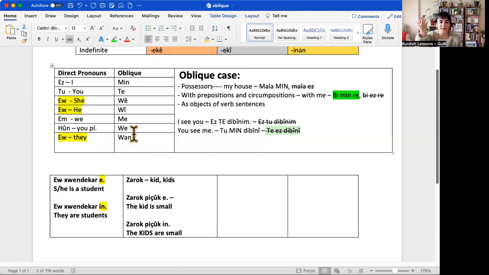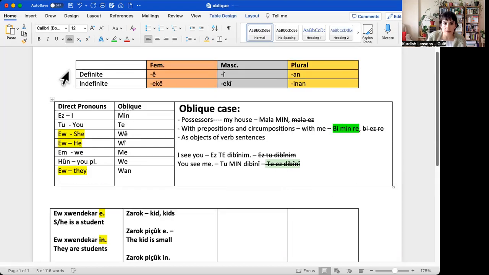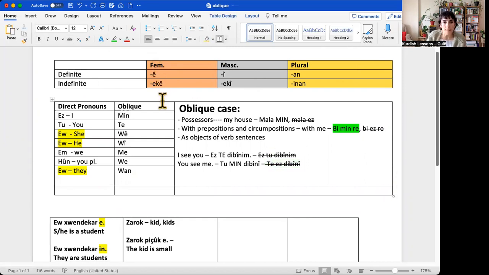But if the word is not a pronoun, but a noun, like gule, a noun like Rus, or like house, or a country, you need to take care of some endings in this case. For example, let's first have a look at the definite ending.